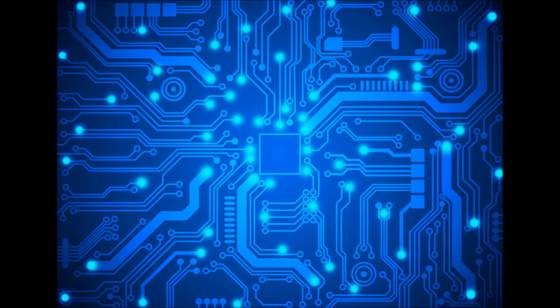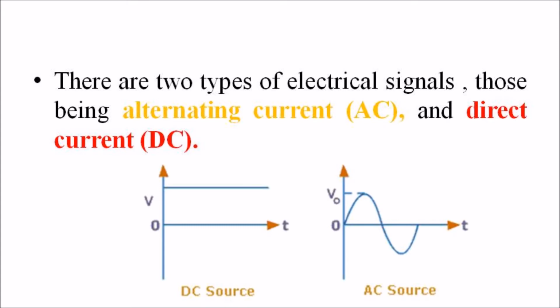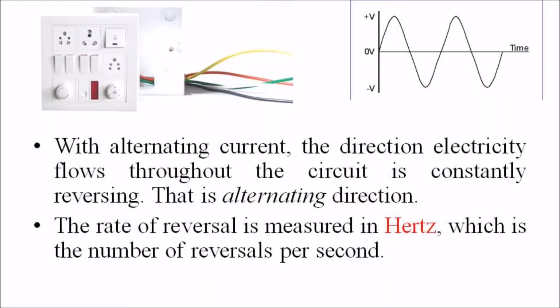So before discussing digital electronics, we need to have some basic idea about some terms. For this, let us discuss 2 types of signals available: alternating current or AC, as well as direct current or DC. When we are considering an AC signal or an alternating signal, the direction of electricity flow throughout the circuit is constantly reversing. That is, it is alternating its direction of flow of current.